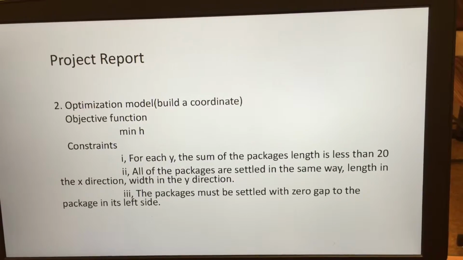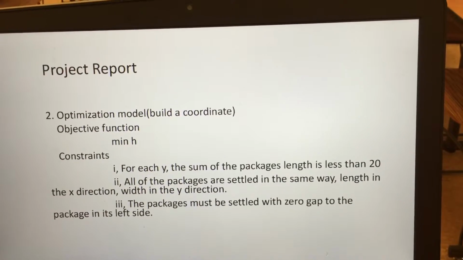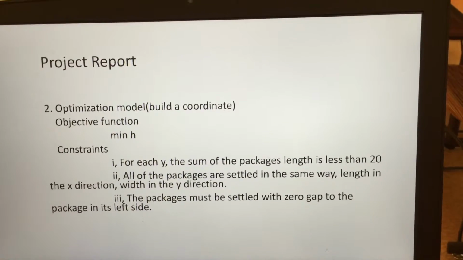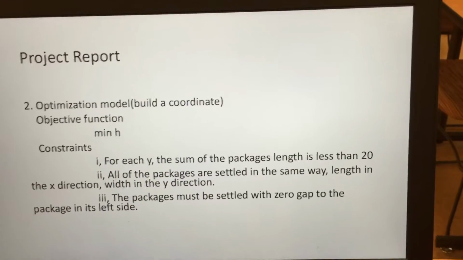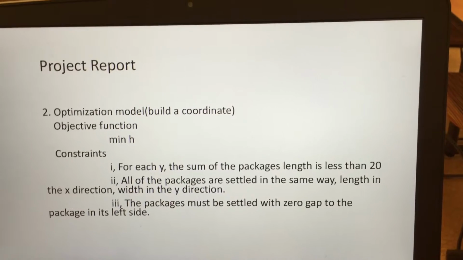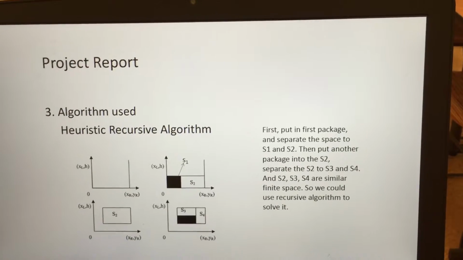My constraints are: for each y, the sum of packages' length must be less than 20, and all of the packages are settled in the same way, length in the x direction, width in the y direction, and the package must be settled with zero gap to the package on its left side.